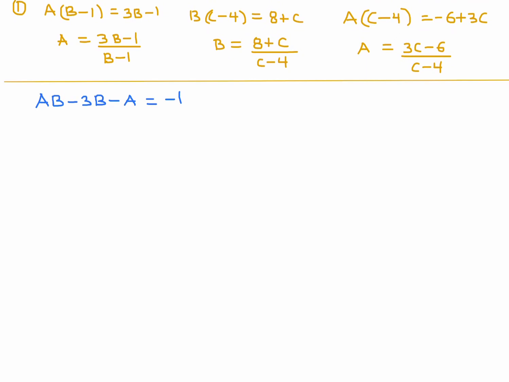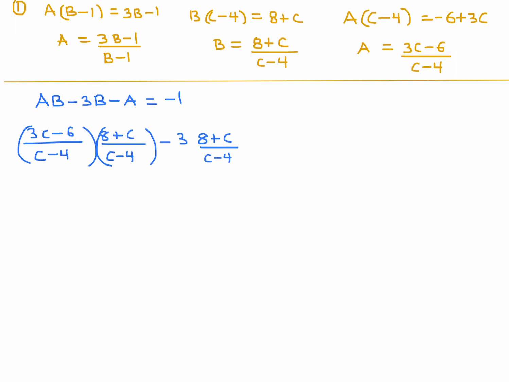All right, so a is 3c minus 6 over c minus 4. B is 8 plus c over c minus 4. And then minus 3b, 8 plus c over c minus 4. And then minus a, which is 3c minus 6 over c minus 4, is equal to negative 1. All right, so now we've got a little bit of algebra, but as long as you don't make any mistakes, you should be okay. So let's multiply this out.